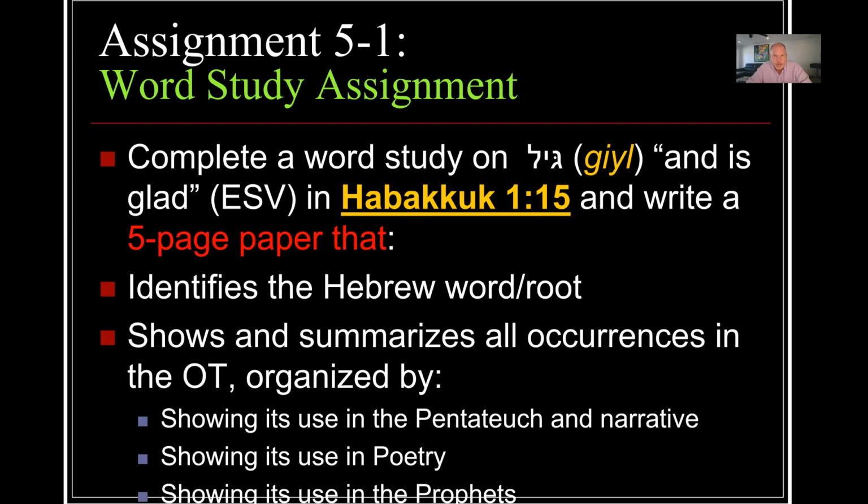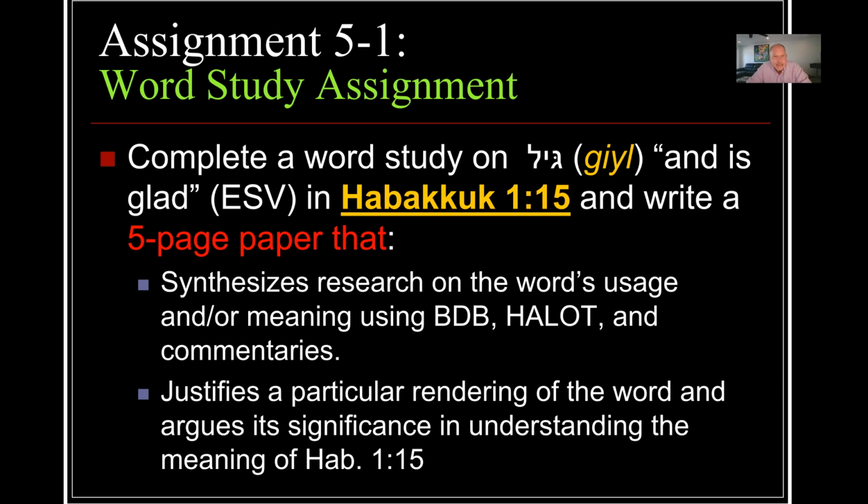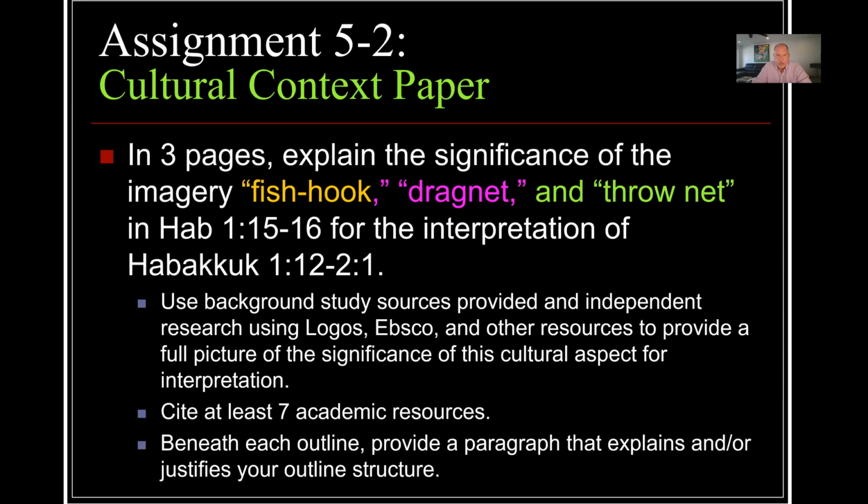In Habakkuk 1:15, you're to write a 5-page paper that identifies the Hebrew word, shows and summarizes all occurrences in the Old Testament organized by Pentateuch, poetry, and prophets, and then synthesizes the research on the word using meaning out of Brown, Driver, and Briggs, or HALOT, or commentaries, or Logos, and justifies a particular rendering of the word and argues its significance in understanding the meaning.